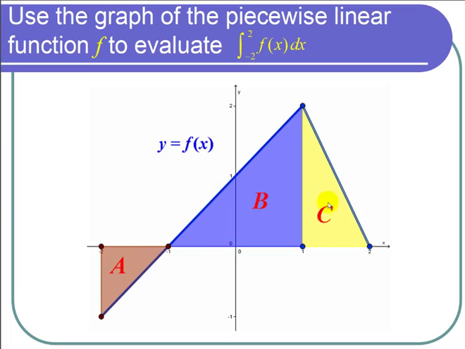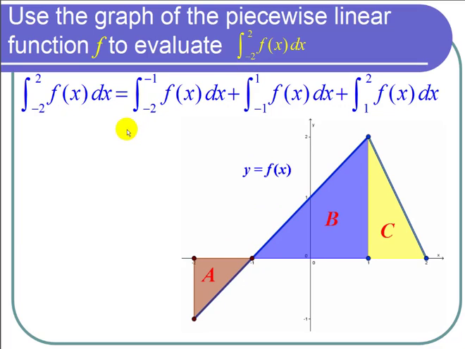And then of the part that's above it, we can break that into 2 pieces, the region below this line with positive slope and the region below the line with negative slope. And the nice thing about integrals is we're allowed to break them up. So we could say the integral from -2 to 2 of f of x dx is equal to the integral from -2 to -1 of f of x dx, plus the integral from -1 to 1 of f of x dx, plus the integral from 1 to 2 of f of x dx.